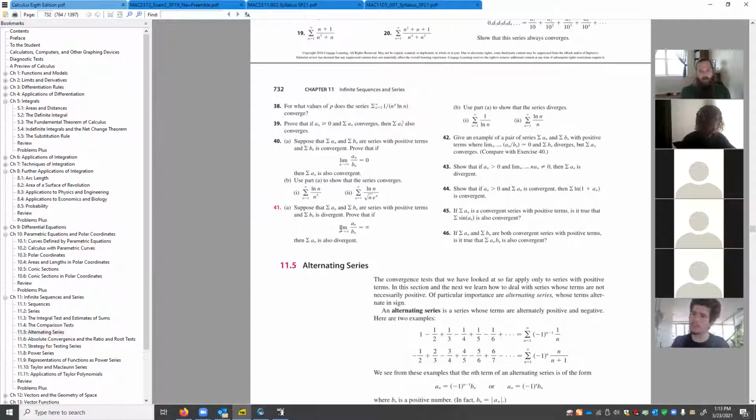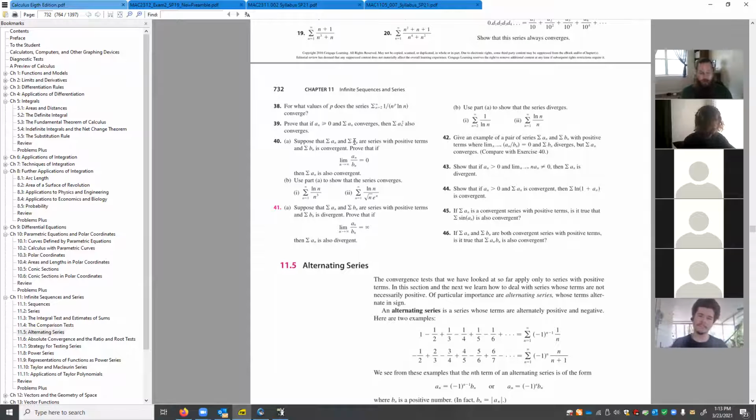So this would really say that AN is substantially larger than BN. That's what this limit would tell us. So if sigma BN is divergent and the ANs are substantially larger than the BNs, then sigma AN is also divergent. Similarly, if you look back here at question 40, there's another way to make this asymmetric.